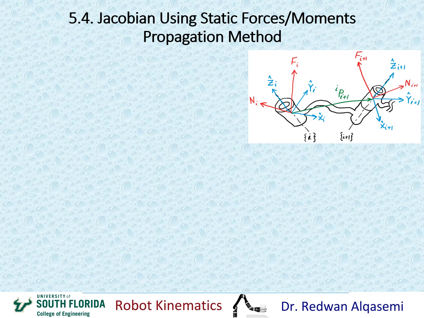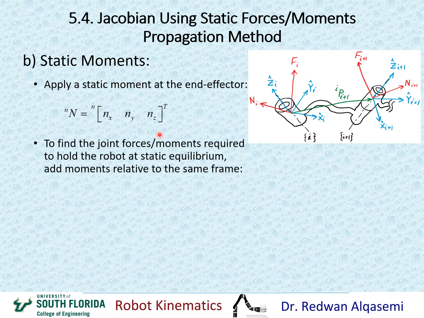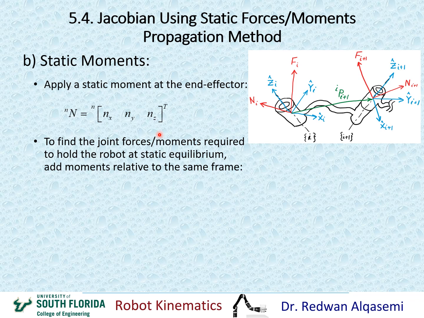Similar to what we did in static forces, we can do the same thing in static moments. So if we apply a static moment at the end of the vector, where that static moment is a vector that includes nx, ny, and nz, and that would be a vector relative to frame n. What we need to do is find the joint forces and moments required to hold the robotic arm at static equilibrium when we apply this moment at the end of the vector.